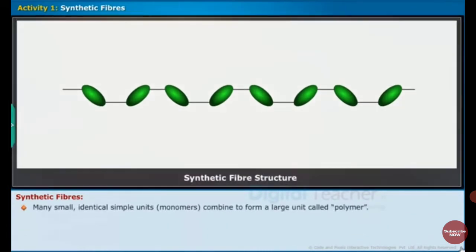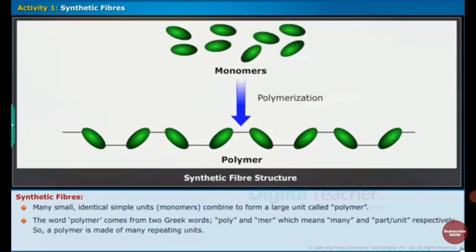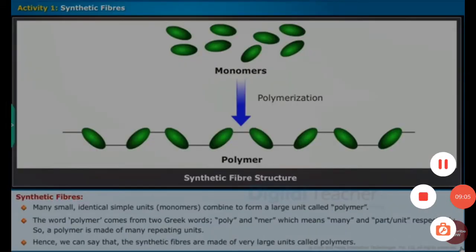Many such identical simple units, called monomers, combine to form a large unit called a polymer. The word polymer comes from two Greek words, poly and mer, which mean many and part or unit respectively. So, a polymer is made of many repeating units. Hence, we can say that synthetic fibers are made of very large units called polymers.